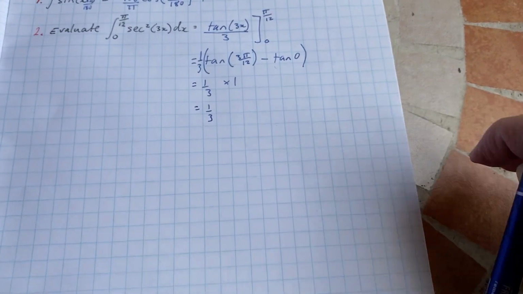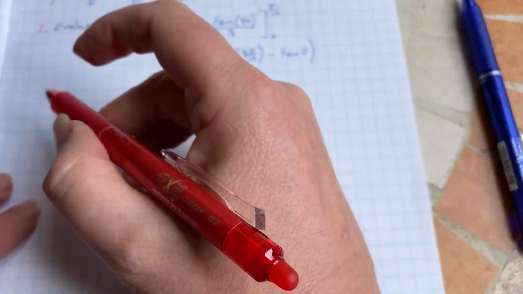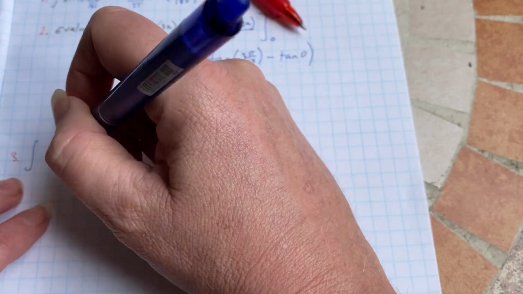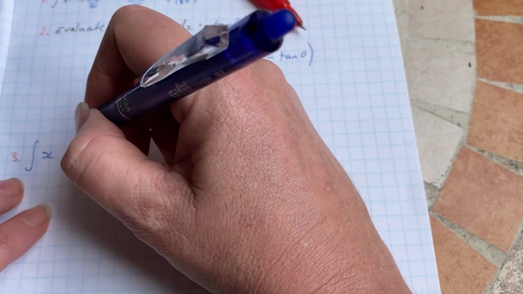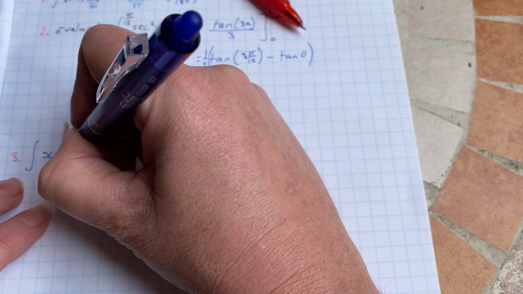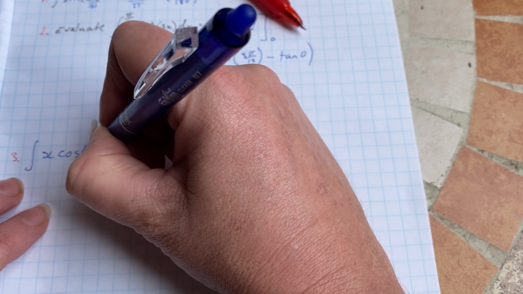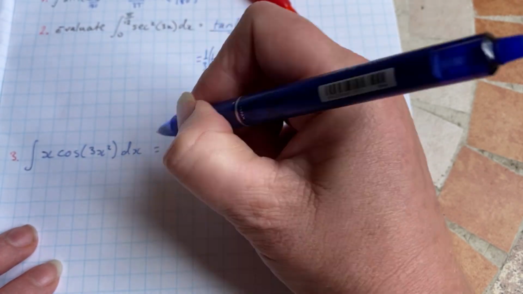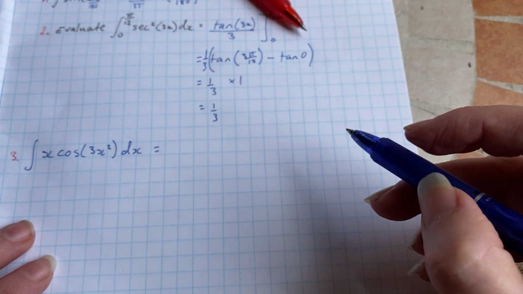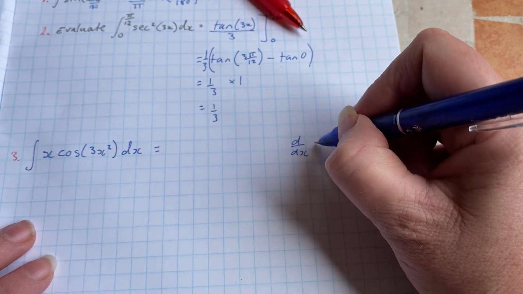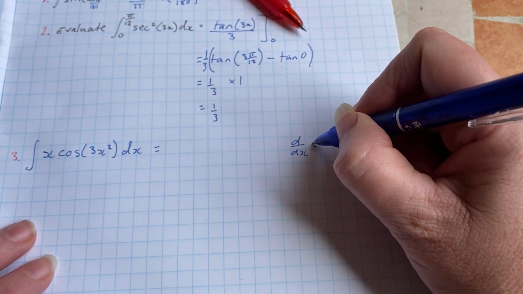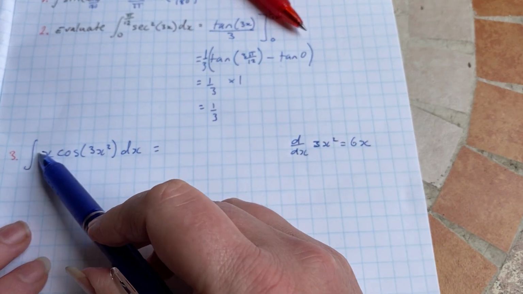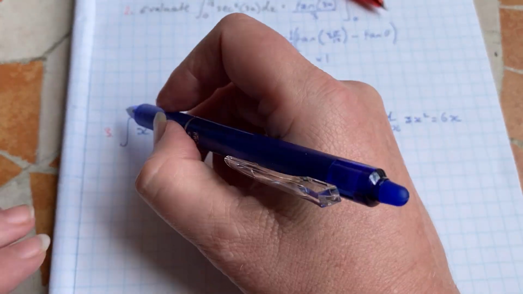I may actually just throw in a quick chain rule question. So let's go the integral of, I'll just keep it simple, x cos 3x squared, with respect to x. First of all, we look at what the derivative is of the inside. So d dx of 3x squared equals 6x. So we need a 6 out the front. We need that to be 6x.